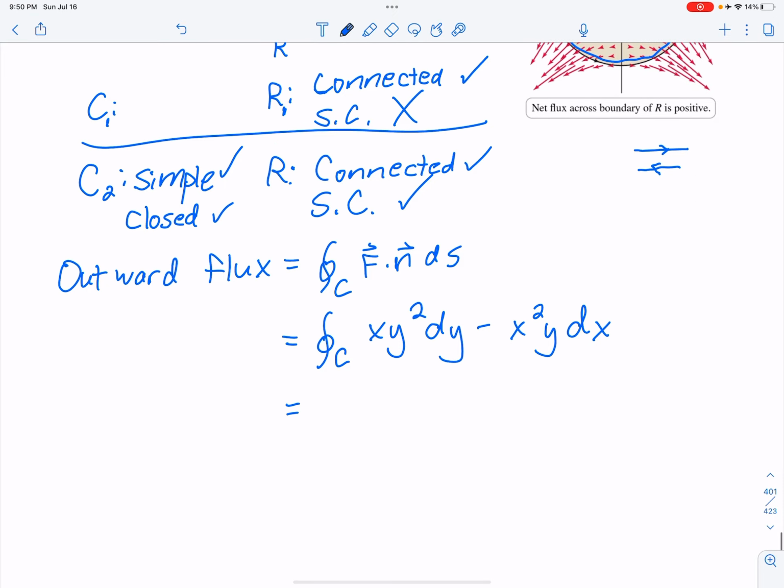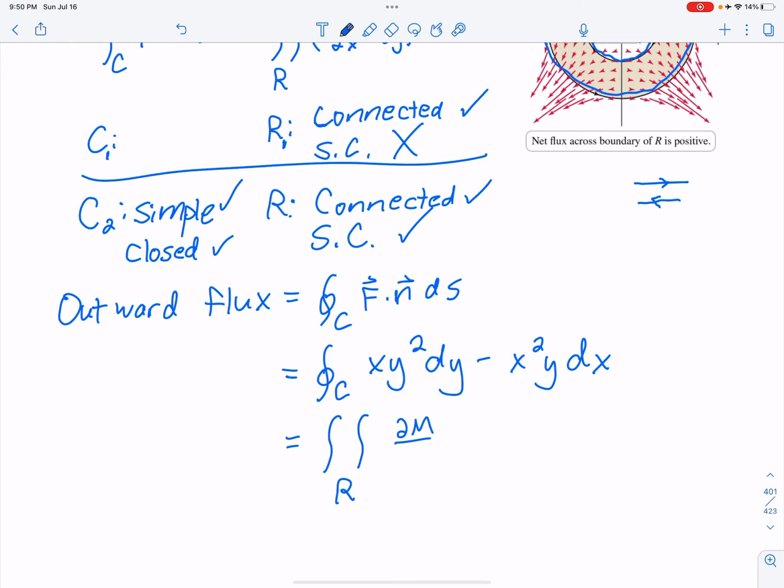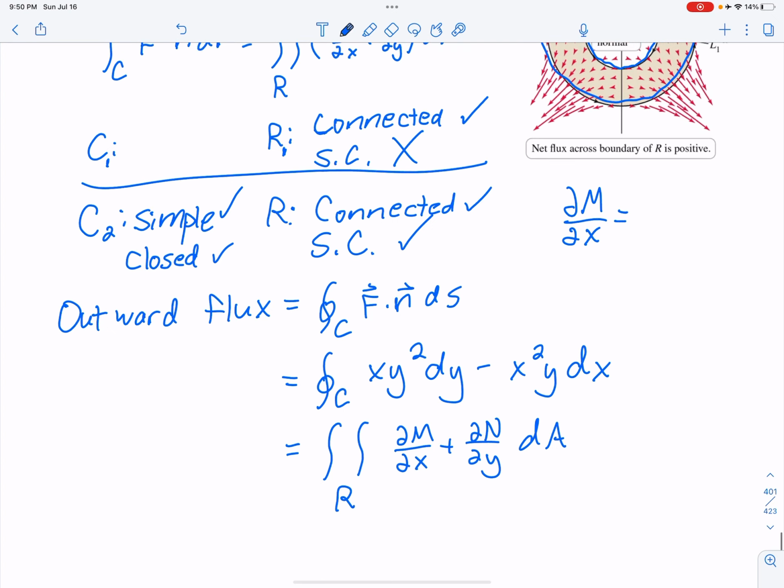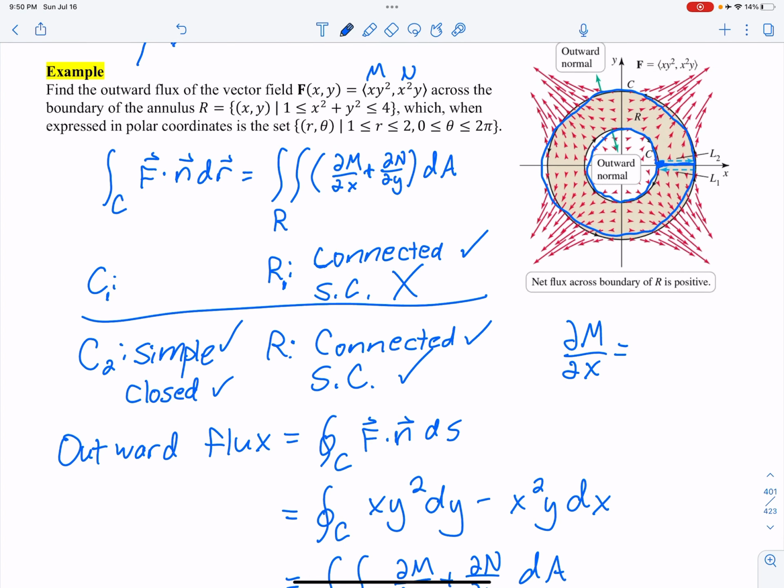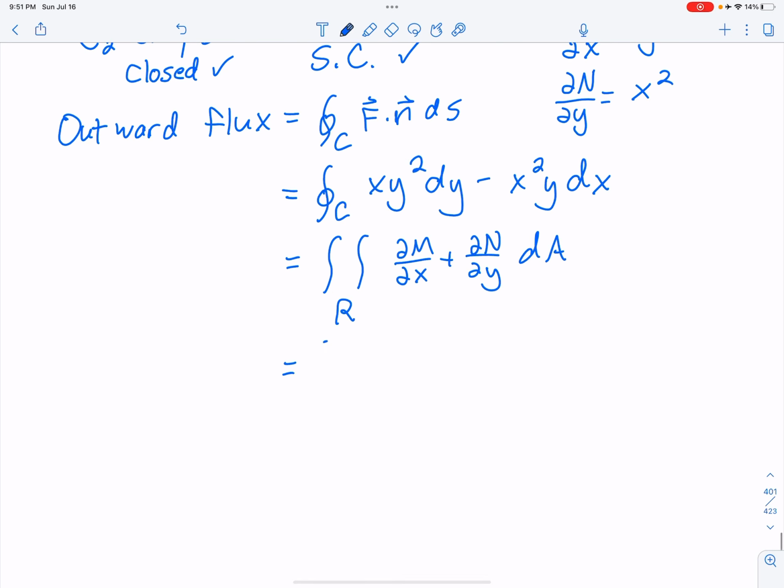And we know we can now use Green's theorem here and do it over a region R. It's going to be the double integral of dM/dx plus dN/dy dA. So we need those two partials. The partial of M with respect to x: if I look up here, M was xy squared, so that is just y squared. The partial of N with respect to y: that is x squared y, so the y just goes away and I get x squared. This becomes the double integral over region R of x squared plus y squared dA.